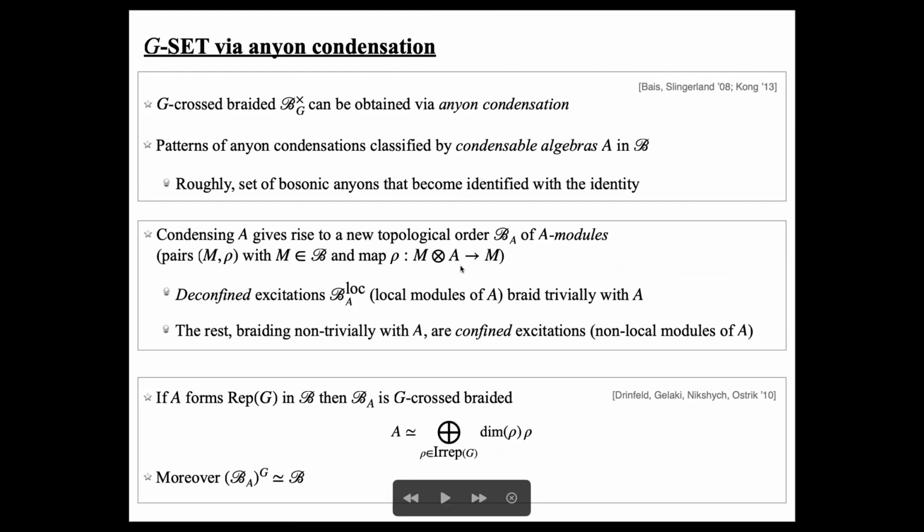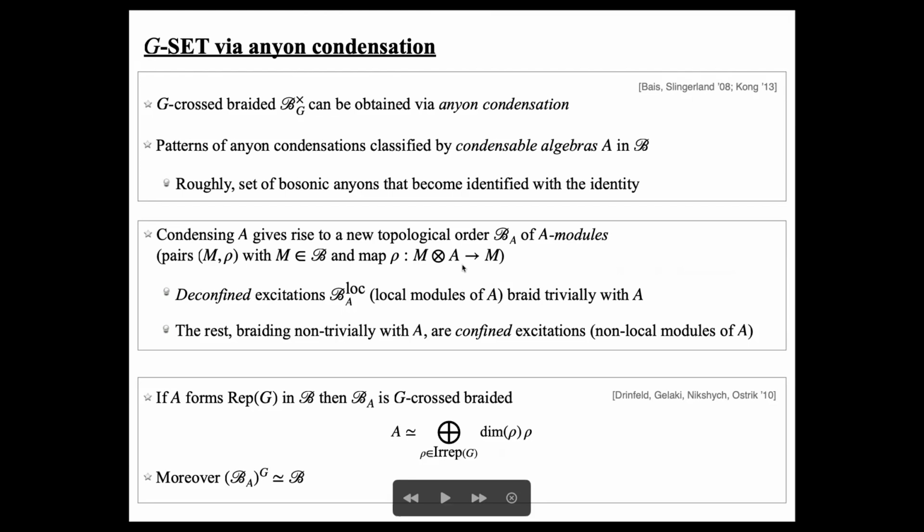And so these are genuine lines in the resulting theory, while the rest of the excitations are confined because they come from anyons that grade non-trivially with the algebra you're condensing. So these are the non-local modules of A. And if this algebra A you're condensing forms Rep G, in the sense that it decomposes in this way as objects, like the regular representation, then in general, this BA you obtain after condensation is G-graded.